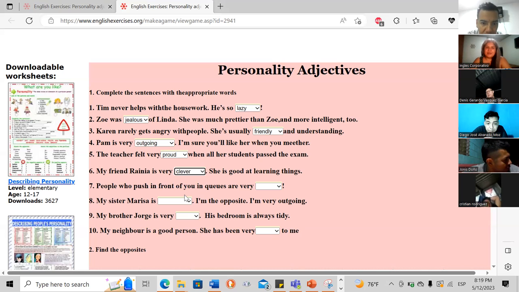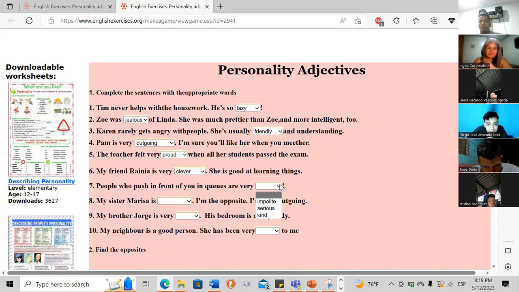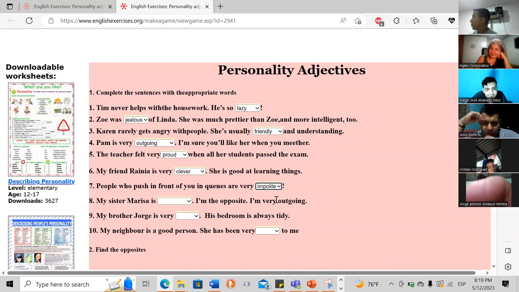Okay. People who push in front of you in queues are very impolite, serious, or kind. Serious. Digamos que usted está haciendo una fila y alguien se le pasa para adelante. Impolite. No respeta. Impolite es que no respete. Como descortés. Okay. Polite es alguien que respeta, ok? Pero impolite, que no respeta.